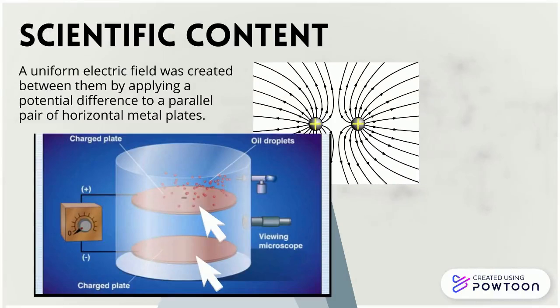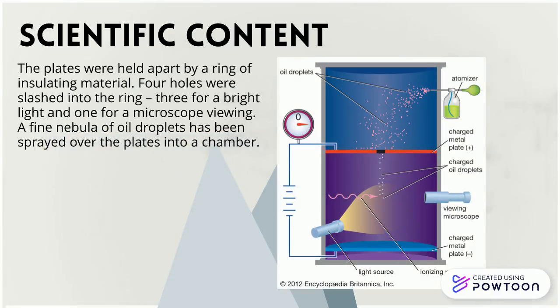A uniform electric field was created between them by applying a potential difference to a parallel pair of horizontal metal plates. The plates were held apart by a ring of insulating material. 4 holes were slashed into the ring, 3 for a bright light and 1 for microscope viewing.